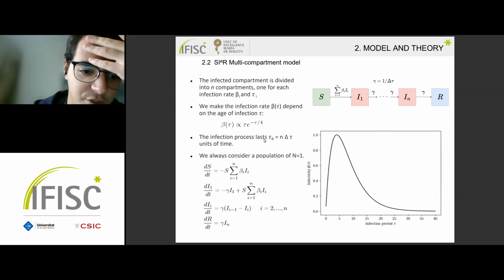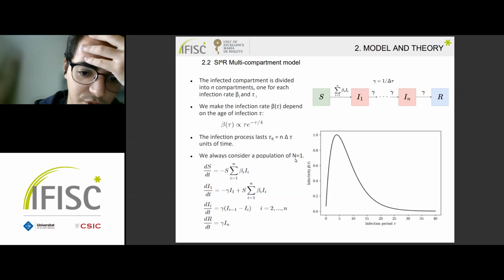So the total infection time will be tau sub r. This is the recovery tau, which will be the number of compartments times delta tau, because delta tau is simply the time that each infected spends at each infected compartment. And these are the equations that represent this multi-compartment model. So if you use the case n equal to 1, you can convince yourselves that you will get the SEIR model equations.